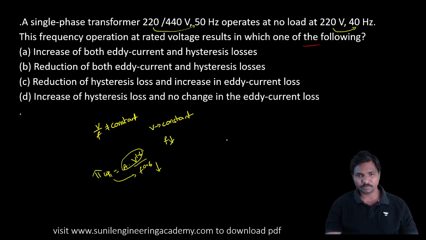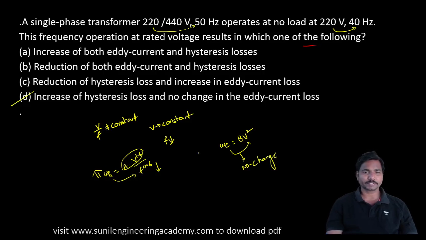And coming to the next one, eddy current losses. If V by F is not constant, then W_e is proportional to V square. It depends only upon voltage. So whether frequency increases or decreases, there is no change here. So there is an increase of hysteresis losses and no change in the eddy current losses.